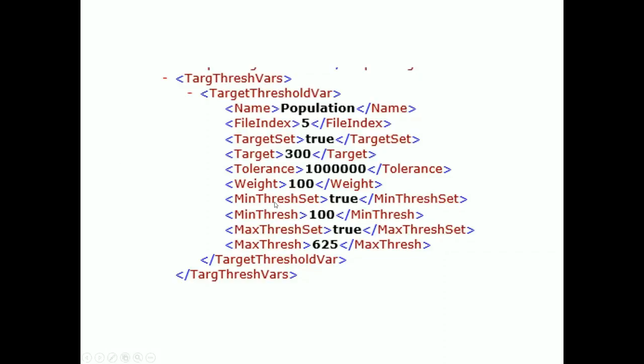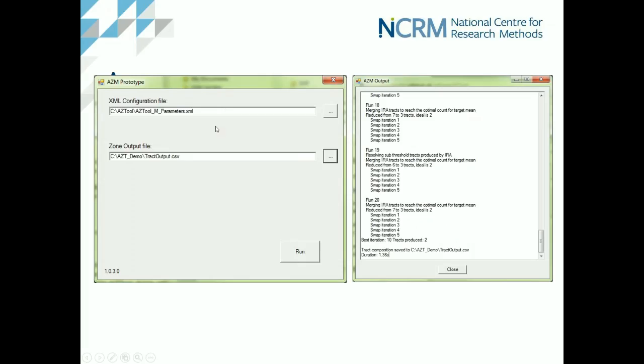In this particular case, I've got a minimum threshold set, still using population. It might be 100. I don't want any zone to have less than 100, and I've got a maximum threshold set, and it's 625. So you see how in that little block of the XML code we've set up the population constraints which we want to run, and that's taken from the sample file.